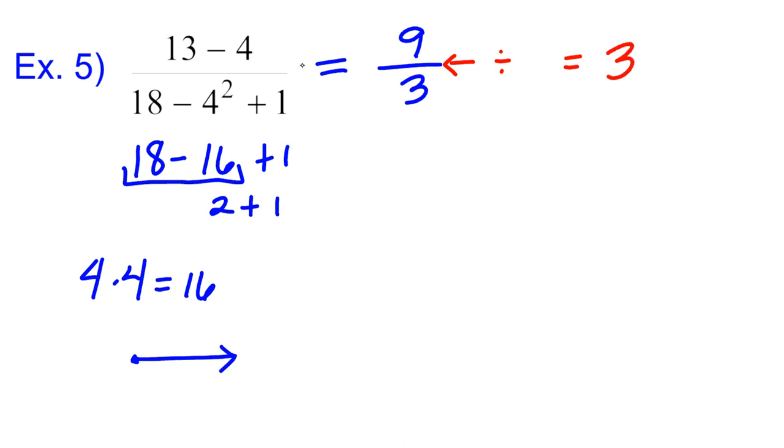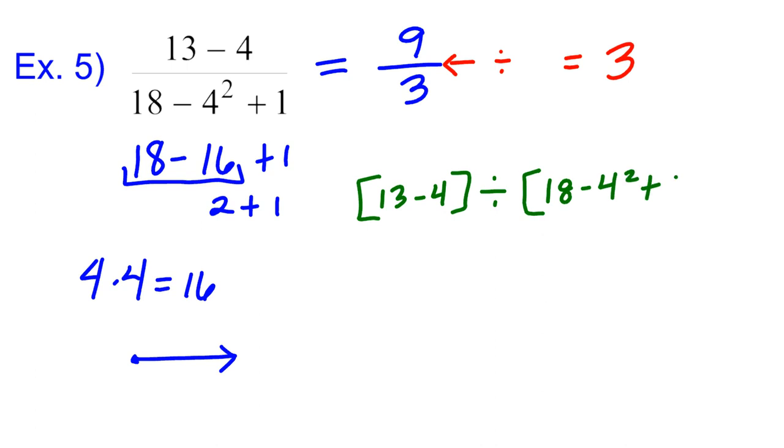If I wrote this horizontally, and I'm going to do that really quick here to kind of show you where that grouping symbols might have come into play, I could have said 13 minus 4 divided by, and then put the other grouping here, 18 minus 4 squared plus 1. We have the grouping symbols in a way, and we did that by separating it as a fraction, but we can see that there's another way that this problem can be stated.